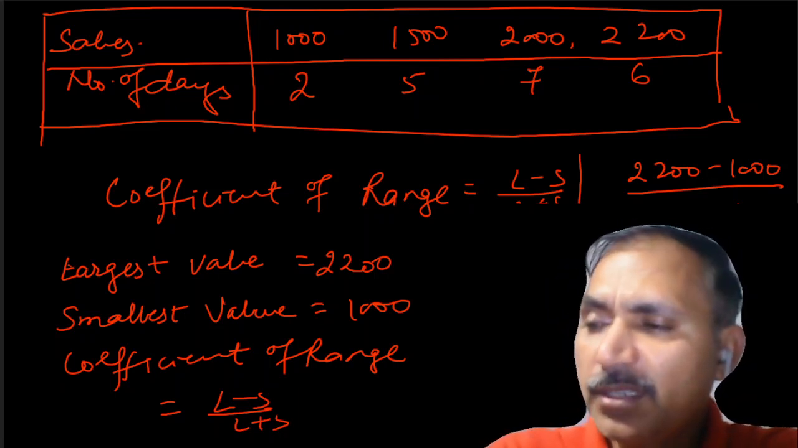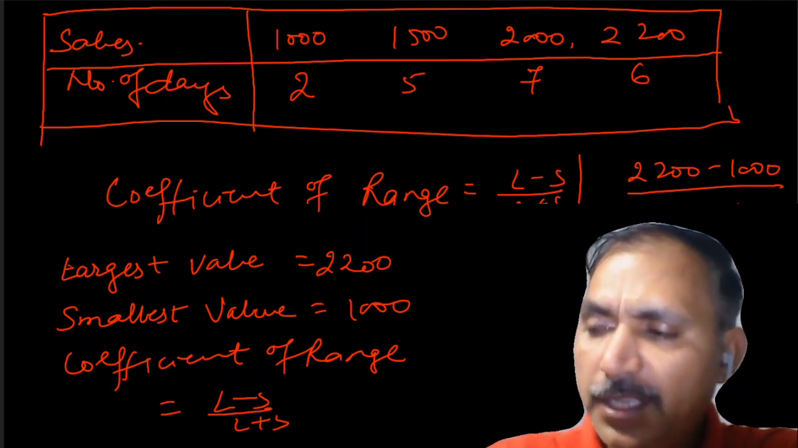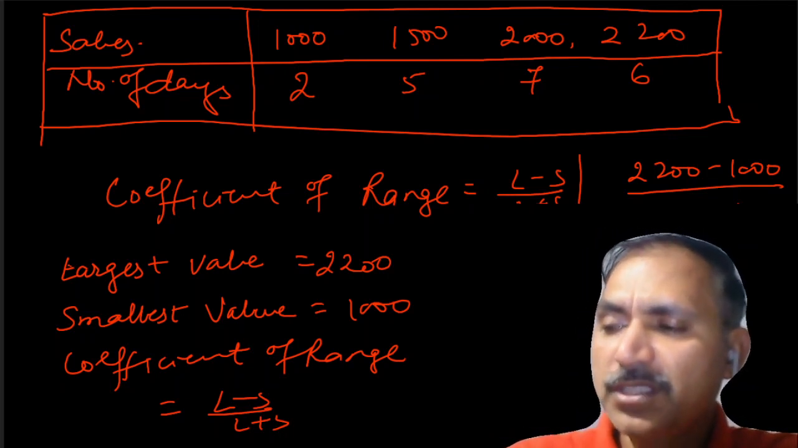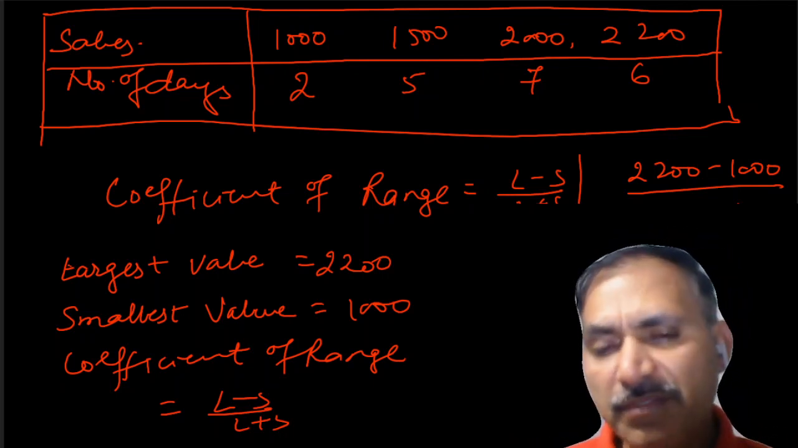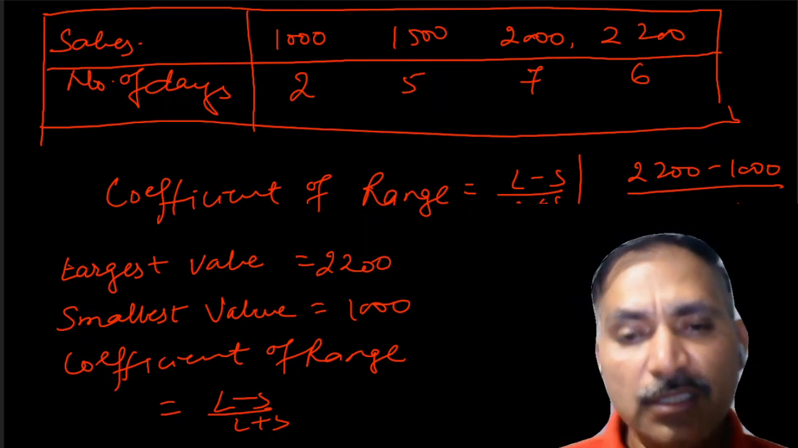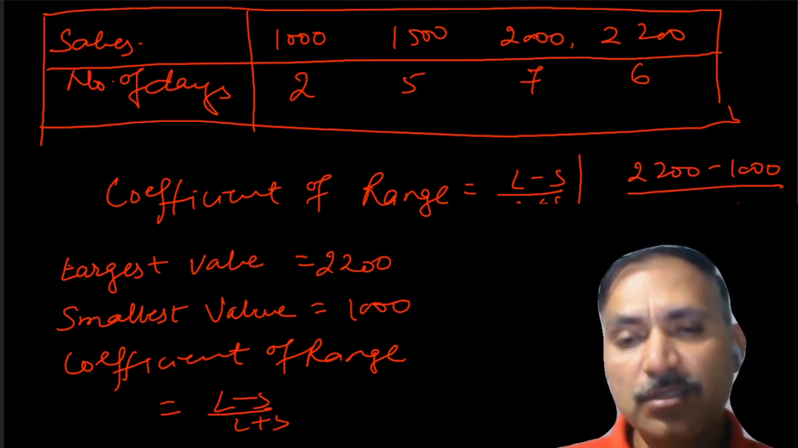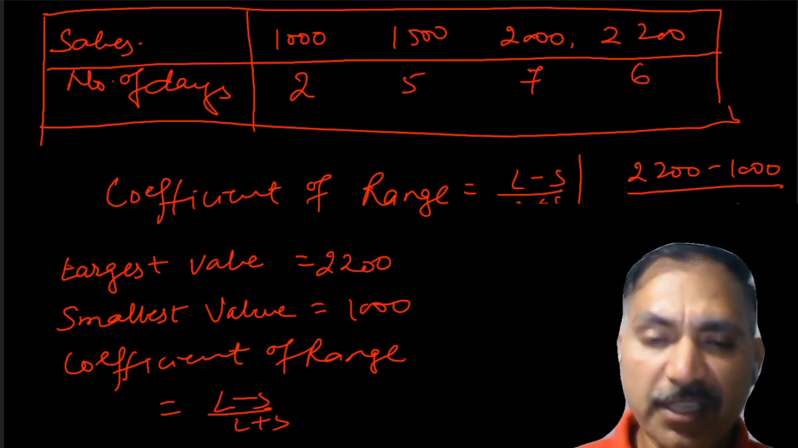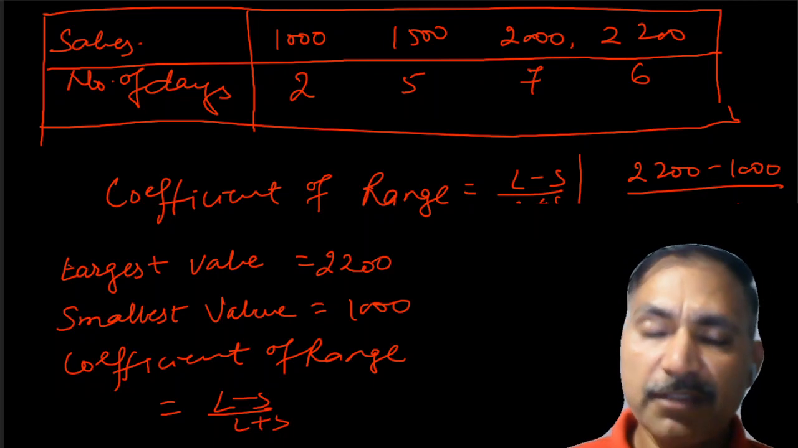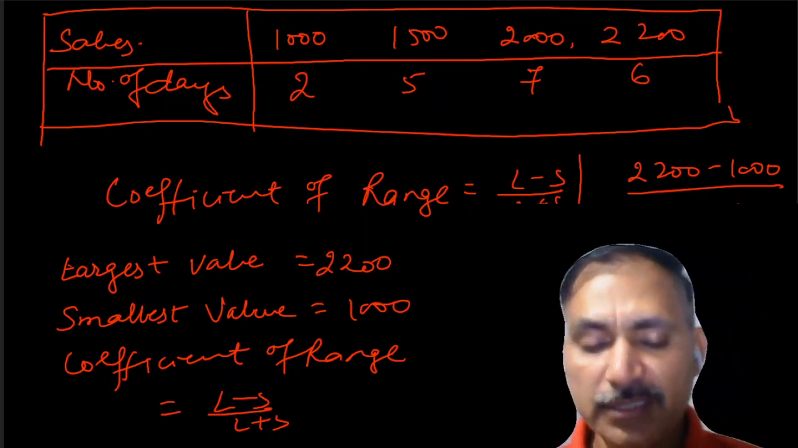So we have done how to find out range and how to find out coefficient of range, and in the next class we will learn the next part, that is quartile deviation and coefficient of quartile deviation. Then we will go for the mean deviation, and after that the most important one, that is standard deviation. We will be doing that.